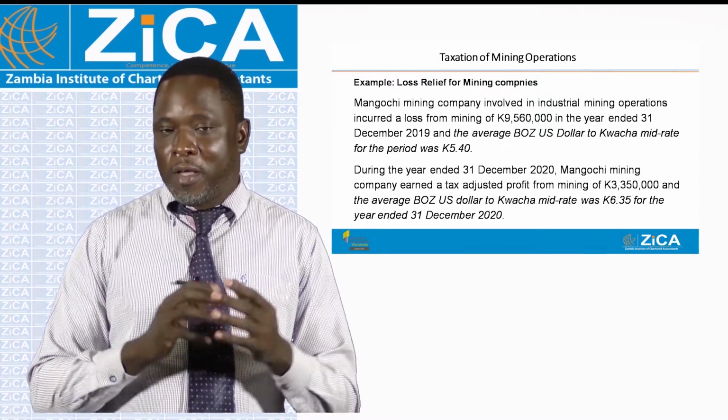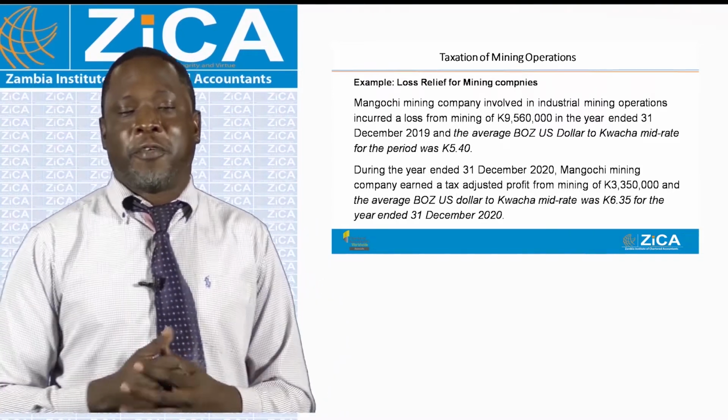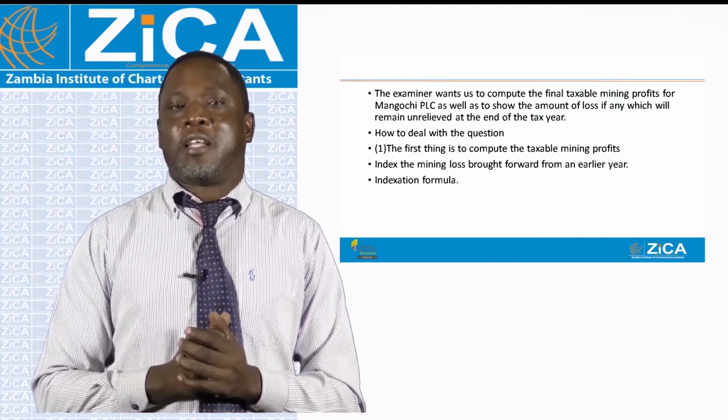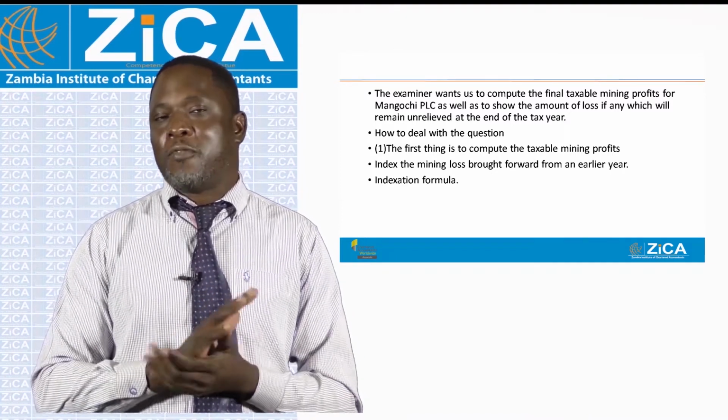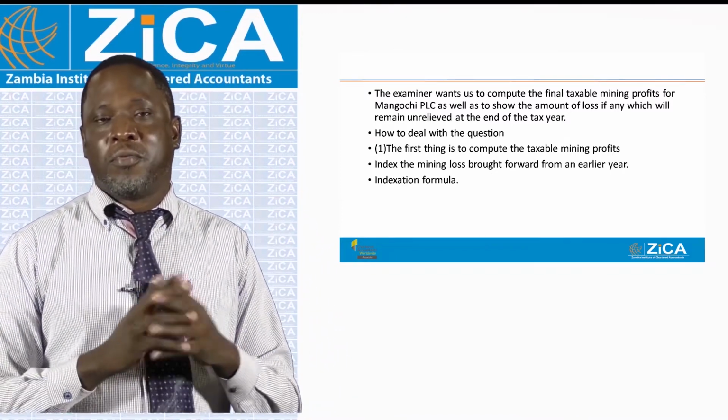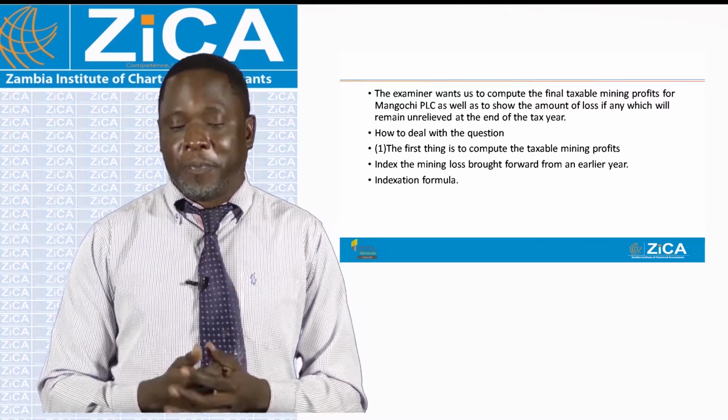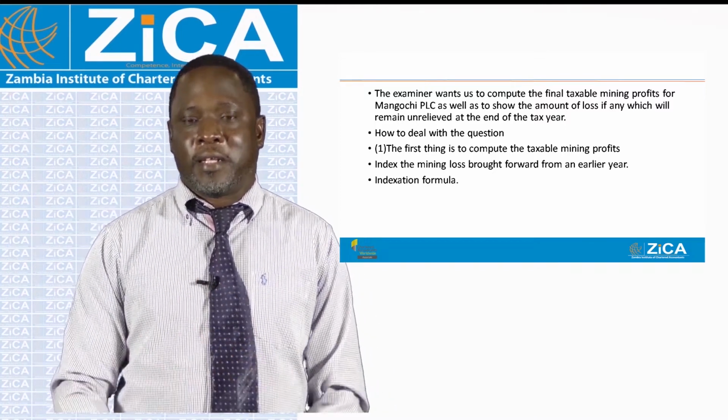You would have needed to calculate that first before you can deal with any loss relief. Given that in this question we have the profit figure, we can just proceed and deal with it. So the first thing is, before you can relieve any loss brought forward, the first step is to index it.